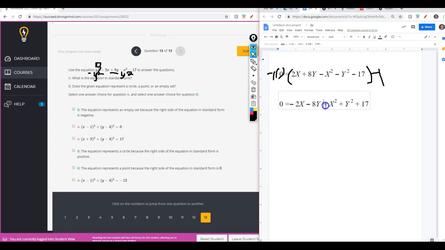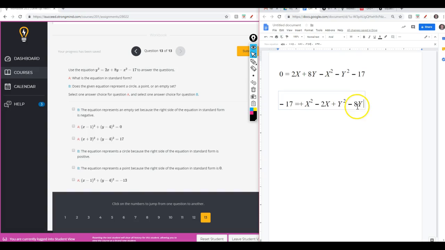So let's reorder this so we have our x's together and our y's together. The next thing I was going to do is subtract 17 from both sides. This reduces down to 0, and this leaves us with a negative 17. And so that's what we will do.